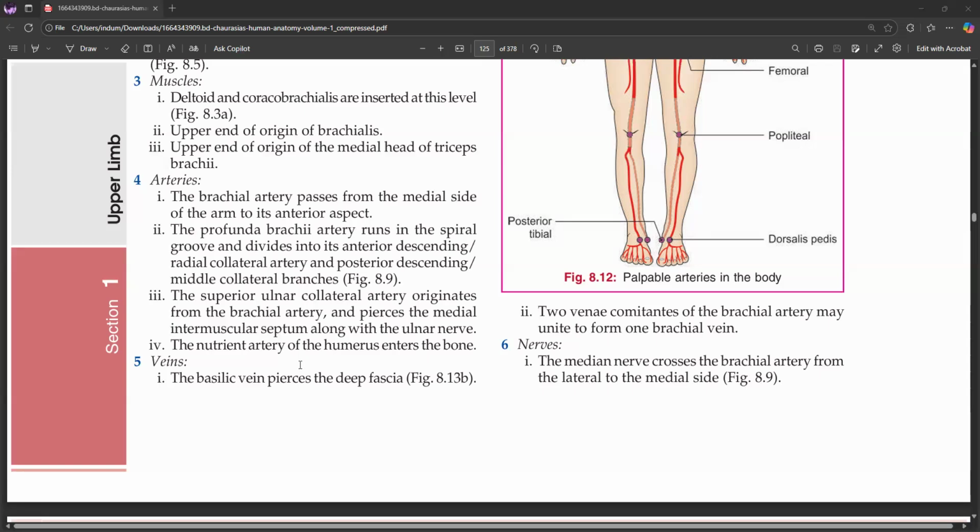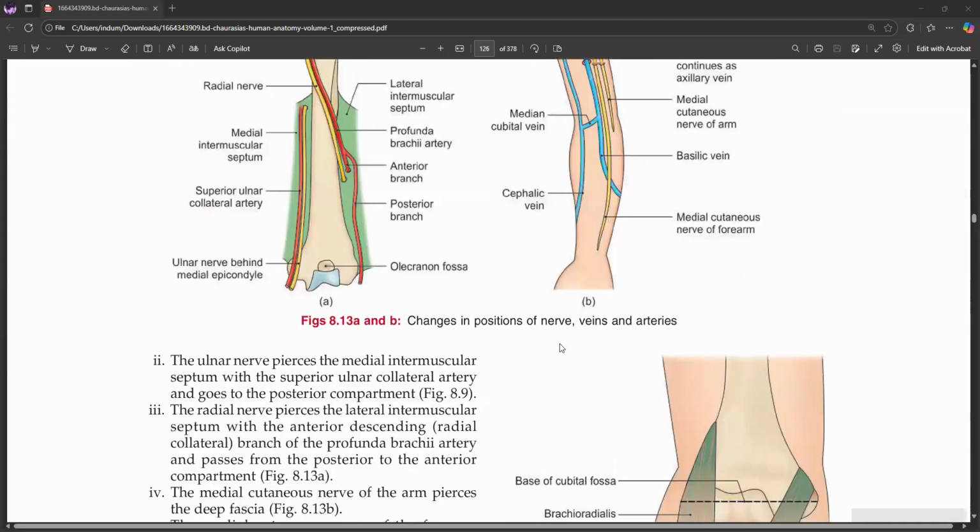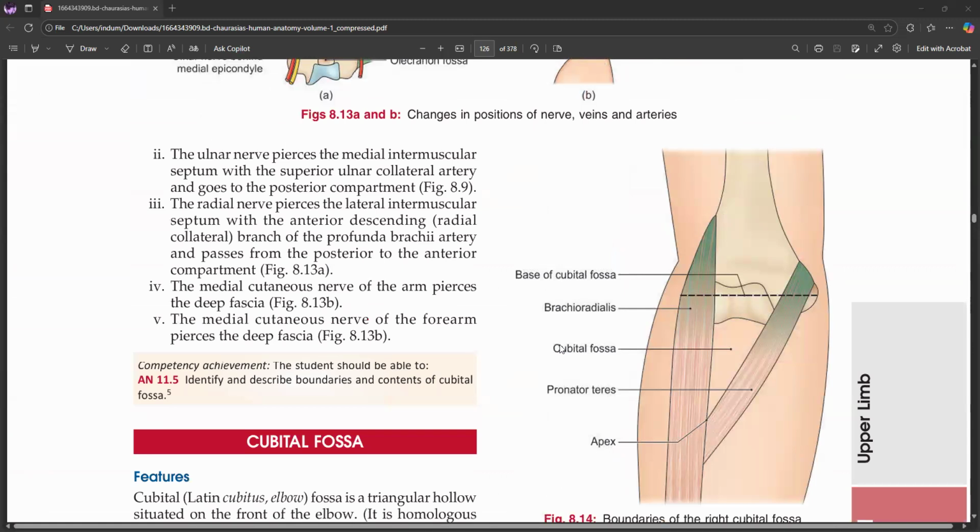Nerves. The median nerve crosses the brachial artery from the lateral to the medial side, figure 8.9. The ulnar nerve pierces the medial intermuscular septum with the superior ulnar collateral artery and goes to the posterior compartment, figure 8.9. The radial nerve pierces the lateral intermuscular septum with the anterior descending, which is the radial collateral branch of the profunda brachii artery, and passes from the posterior to the anterior compartment, figure 8.13a.